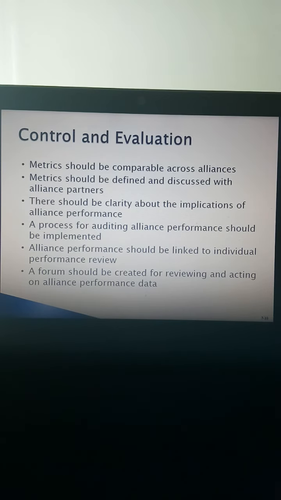Okay, the first one, in controlling and evaluating, firms should come up with metrics. The first metric should be comparable across alliances. It should be comparable and it should be common across alliances. Second, metrics should be defined and discussed with alliance partners. It should be agreed upon. Third, there should be clarity about the implications of alliance performance. Number 4, in controlling and evaluation, a process of auditing alliance performance should be implemented.